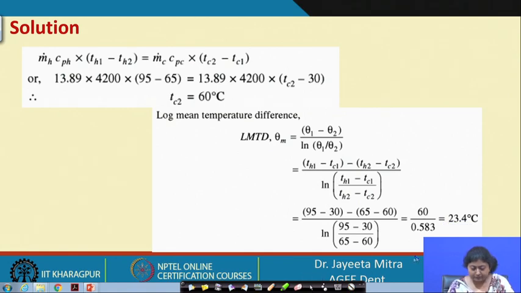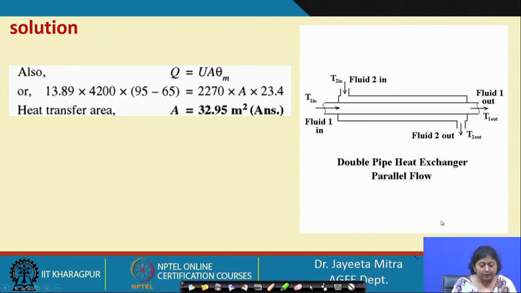So, then Q equal to UA delta T, or log mean temperature difference theta m. So, Q, for any fluid if you take, because we consider no heat loss, whether the cold fluid is taking heat or the heat is coming from the hot fluid, that is equal. So, mass flow rate into Cp into temperature drop by the hot fluid is equal to U value 2270 into area into 23.4, that is the log mean temperature difference. So, we are getting an area of 32.95 meter square.